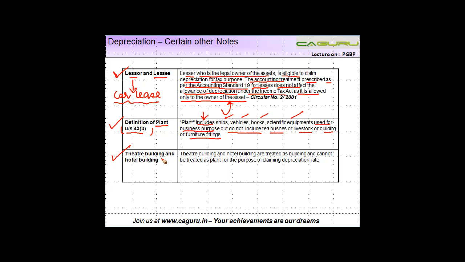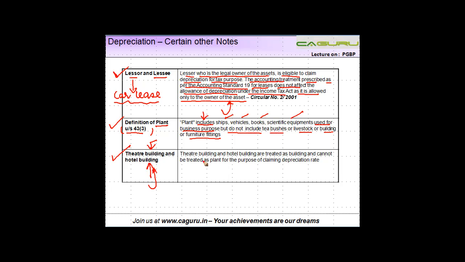Theater building and hotel building. So you may see in case of a cinema hall, there has to be a theater building. And in case of a hotel, you have the hotel building. So do these amount to plant and machinery? And what is the reason why one would want to classify this as plant and machinery? The reason is that historically, plant and machinery are entitled to a higher rate of depreciation vis-a-vis building. So people, especially in these two businesses, used to try and attempt if they could classify their buildings as plant and machinery.